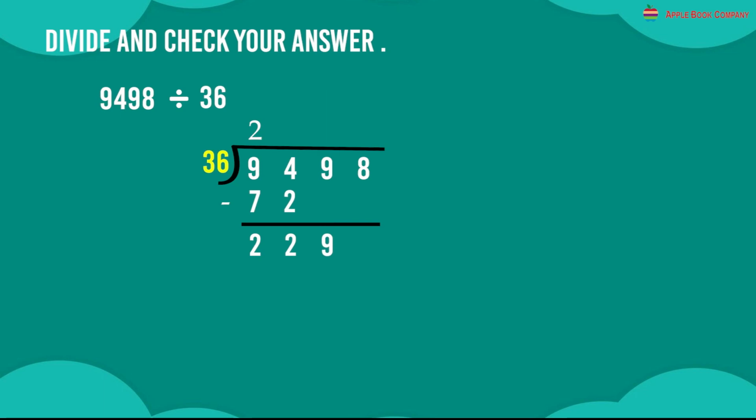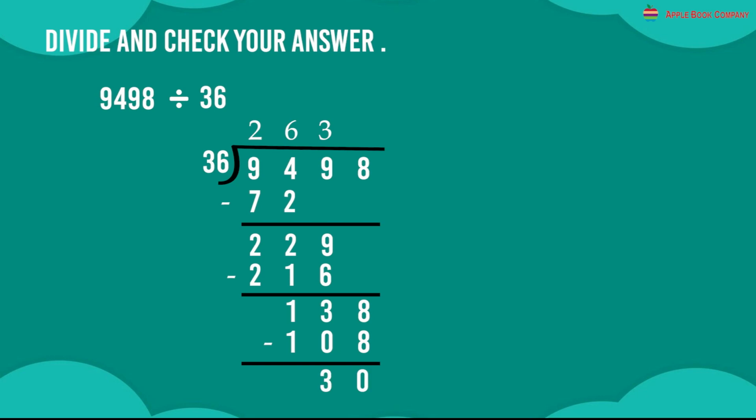Next, 36 times 6 is 216, which is the best number. So subtract 216 from 229. You get remainder 13 and pull 8 down. 36 times 3 is 108, where you get 30, which will be the remainder, and the quotient will be 263.